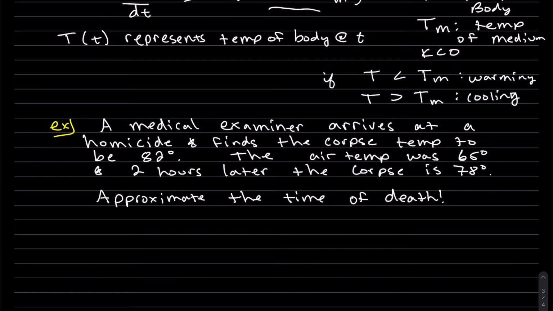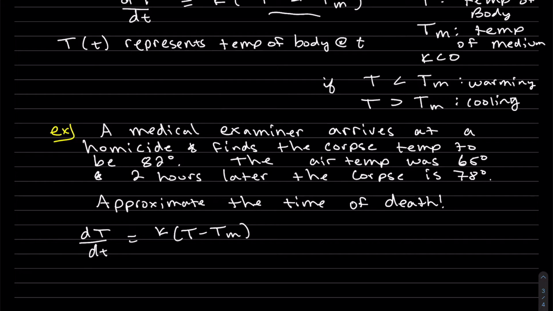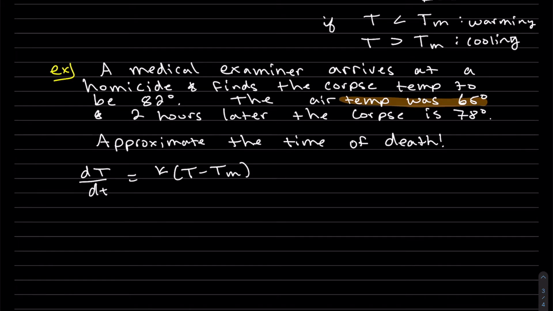Okay, so we have a medical examiner who arrives at a homicide and finds the corpse temperature to be 82 degrees. The air temperature was measured to be 65 degrees, but 2 hours later, the corpse temperature is 78 degrees. Let's approximate the time of death. How cool. So using the above formula, we have the temperature of the air is 65 degrees. So let's go ahead and put that there.